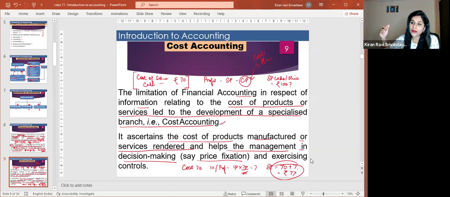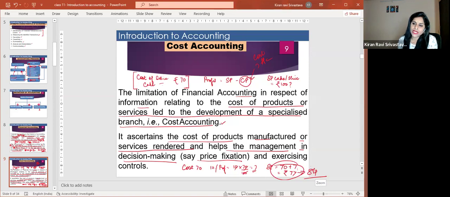But let's suppose my bakery unit has become very famous. My shop has become very famous. What if I want to charge 20% profit? Now, simply my profit will change from 7 rupees to 14 rupees. If I do 20% of 70, it will become 14 rupees. So then in that case, my selling price will increase from 77 to 84.